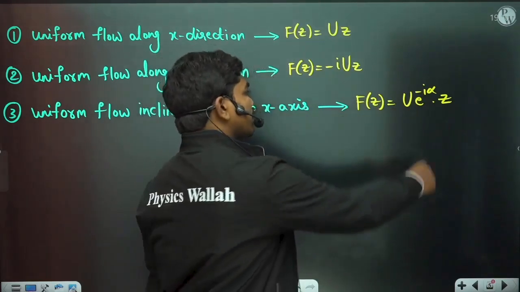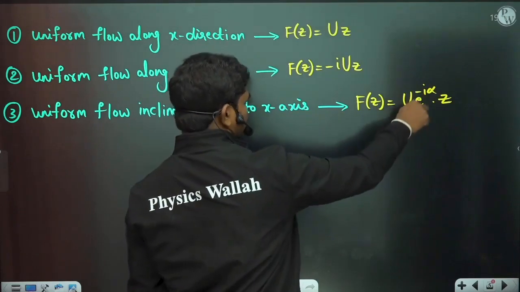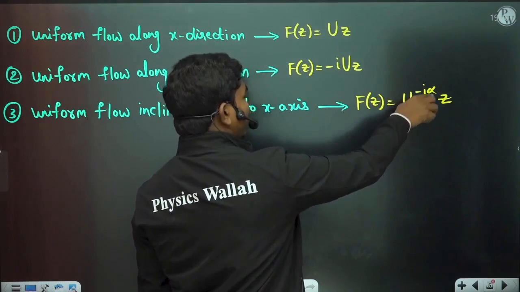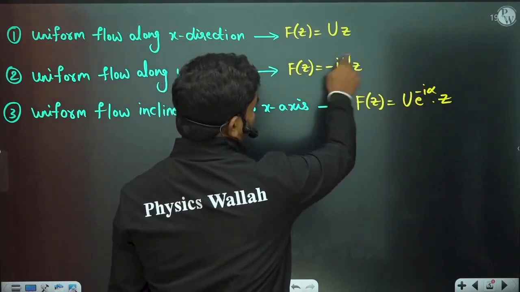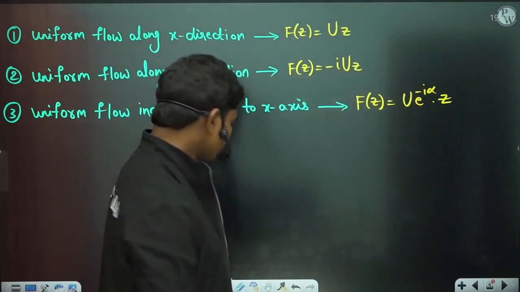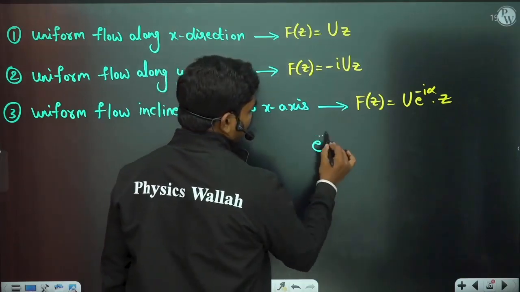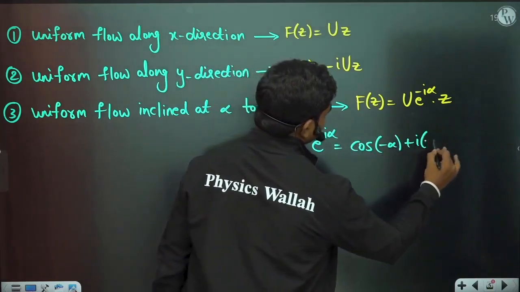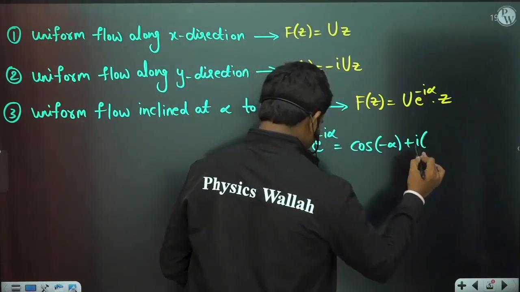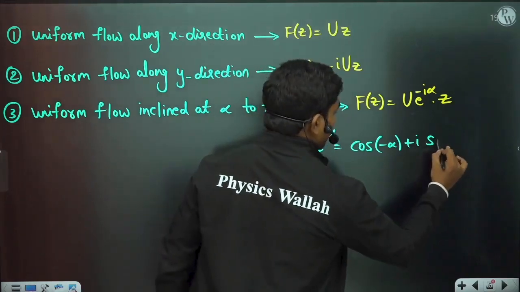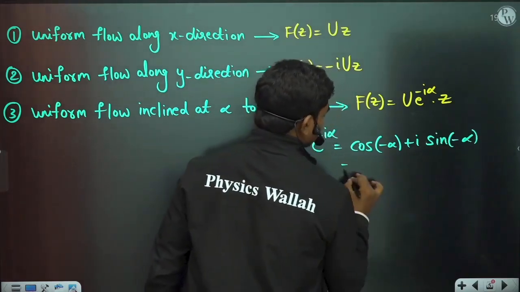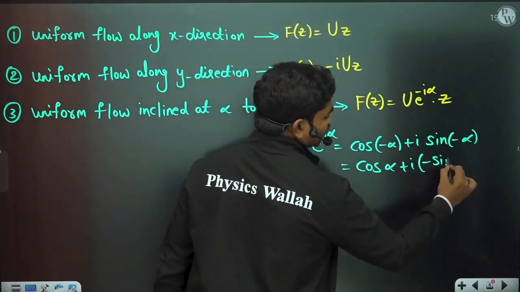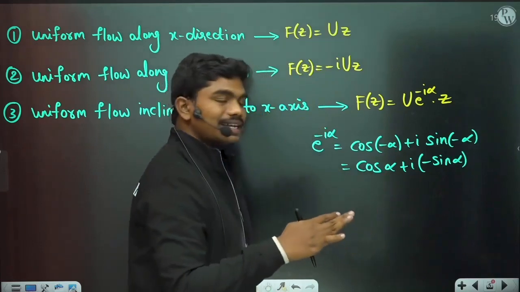Okay, similarly if you put alpha equal to pi by 2, the exponent becomes minus i, and this function becomes minus i times uz. Correct? You all know this, right? E power minus i alpha can be written as cos of minus alpha plus i times sin of minus alpha, and cos of minus alpha is cos alpha, plus i times sin of minus alpha is minus sin alpha. So this turns out to be cos alpha plus i times minus sin alpha.